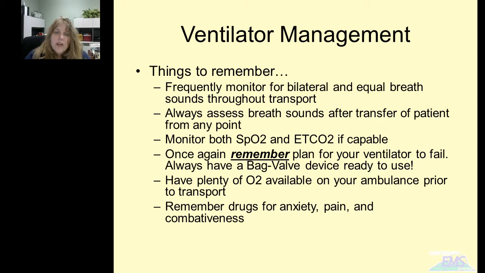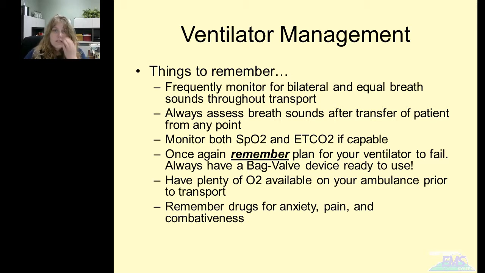And remember to have a backup plan available if your ventilator fails. Have that bag valve mask readily accessible so that you can initiate ventilations without that patient being hypoxic for any length of time. You also want to ensure that before you leave with that patient on your ambulance, you have enough oxygen necessary for the transport, and a lot of that is going to be based on the fraction of inspired O2 that is given to that patient.